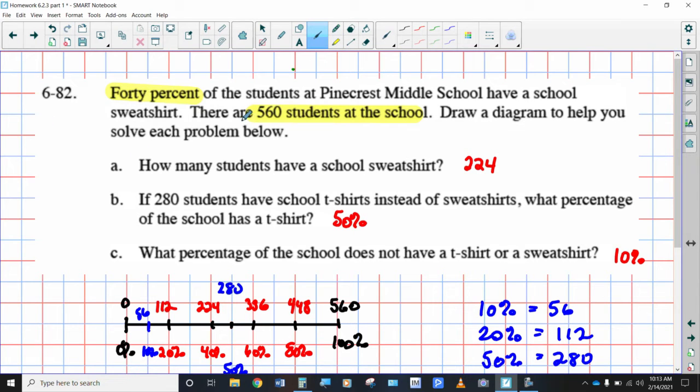This obviously is a percent kind of problem, and we can use the percent proportion where we say part over total is equal to percent out of 100. We may not have to use this to solve the problem, but it's a nice tool to have available to us. We know the percent is 40, so we put the 40 here, and we know that the total is 560. So we're probably going to have to figure out what is 40% of 560. How many students have a sweatshirt? 40% of them have a sweatshirt. So when I solve for x here, that will solve the problem for me.